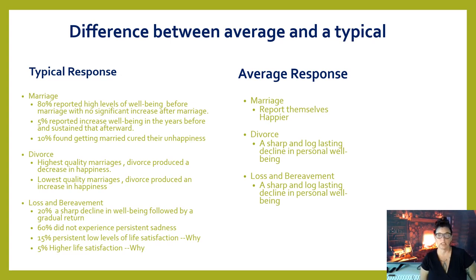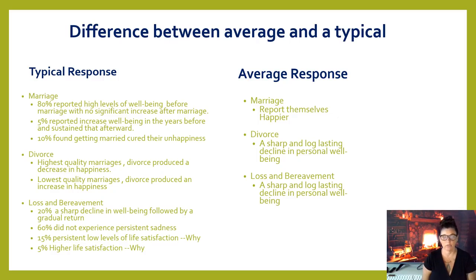So why is it important to distinguish between an average and a typical response? Let's just talk about a few of the examples that they gave us in the textbook. For a typical response for marriage, 80% of all people report high levels of well-being before marriage with no significant increase after marriage. So generally, people who are pretty comfortable and happy and have a strong sense of self, when they get married, report themselves as comfortable and happy and having a strong sense of self. About 5% of people will report an increased well-being in the years before and sustained in marriage afterwards. And then about 10% of people found that getting married would, quote unquote, cure their unhappiness, right? So those are the typical responses that you might hear.